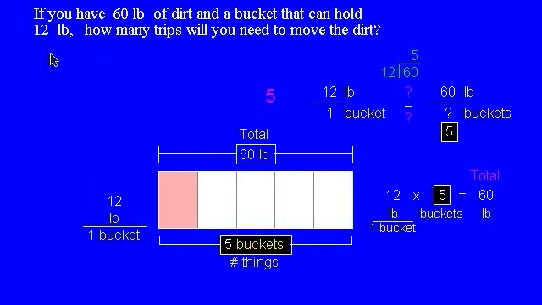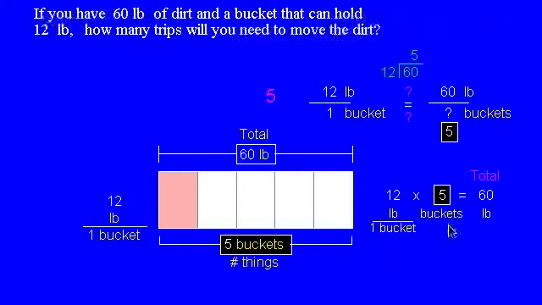This is the second type of division problem. If you have 60 pounds of dirt and a bucket that can hold 12 pounds, how many trips will you need to move the dirt? So setting it up in the multiplication format, we have the value for one thing, the number of things, and the total for all of them. And then you want to place the numbers where they belong. So again, 60 is the total, and the two names here are buckets and pounds. So one bucket, 12 pounds. So that's the value for one thing.